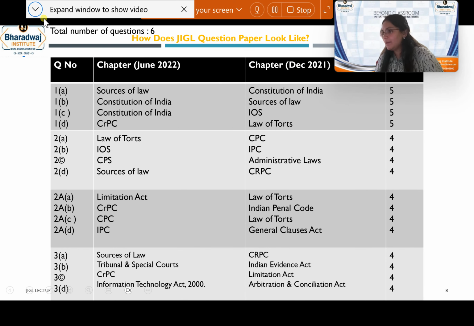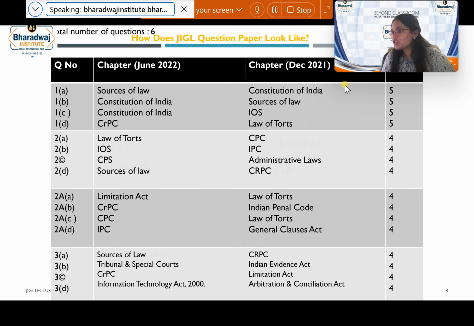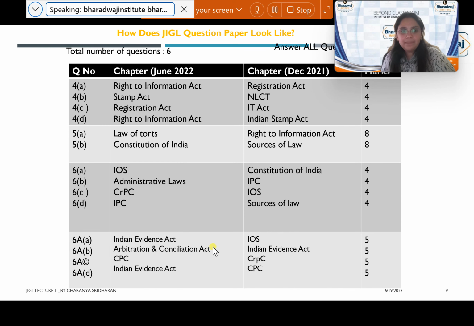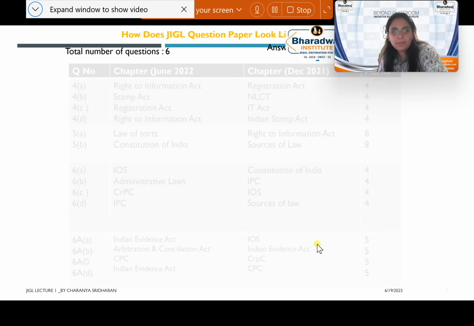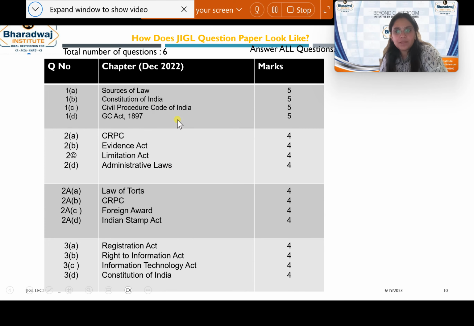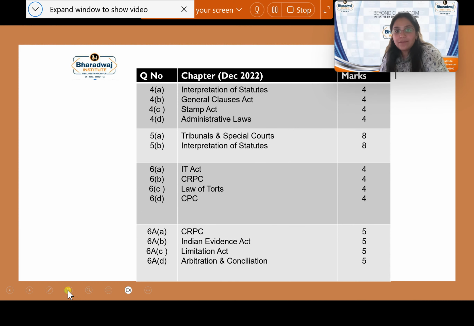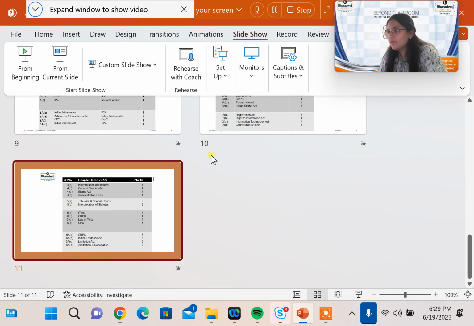What I have done in the past is I have made a brief study of how the question papers look. Look here: in the first question, invariably, both in June 2022 and December 2021, there are questions on the Constitution. Either for 10 marks or for 5 marks he has asked. Clear? Did you notice it? There is no question paper without the Constitution. And then I'm moving on to one more question paper which I have, December 22. There is a Constitution question. I will show you the very recent question papers also when we start learning the topics.